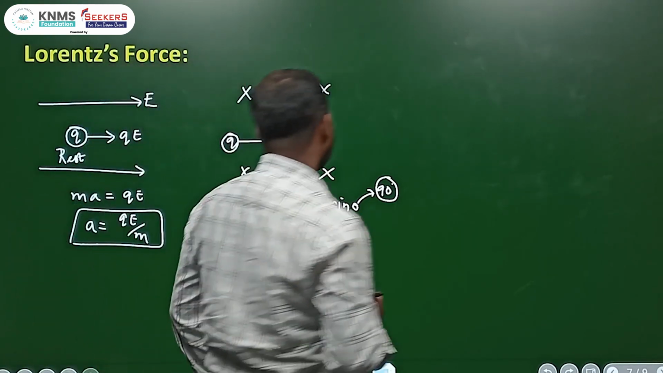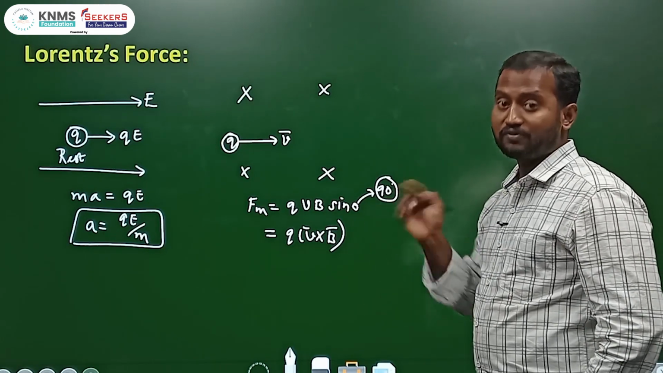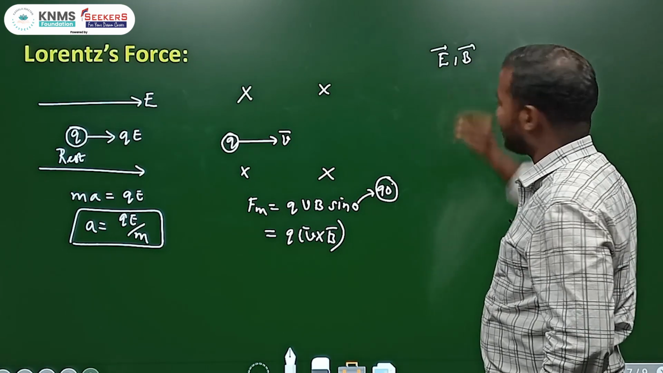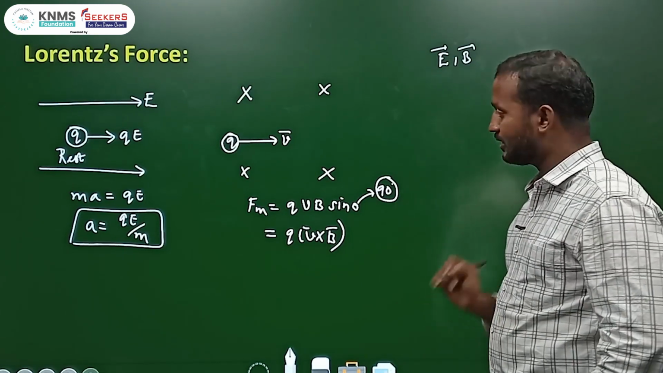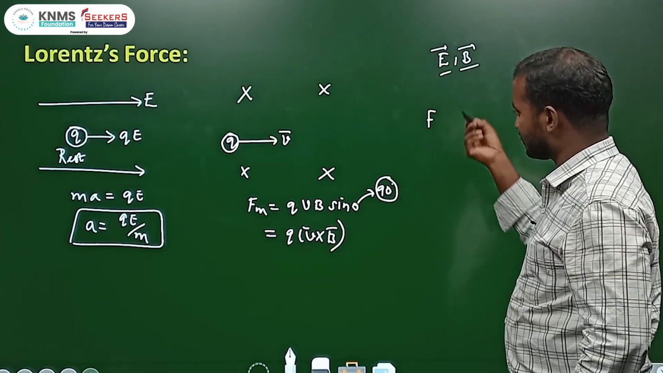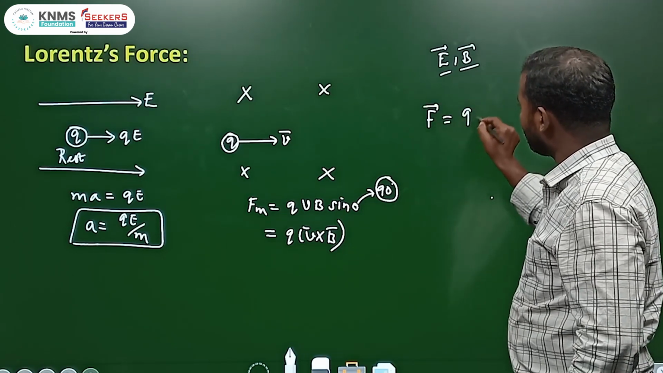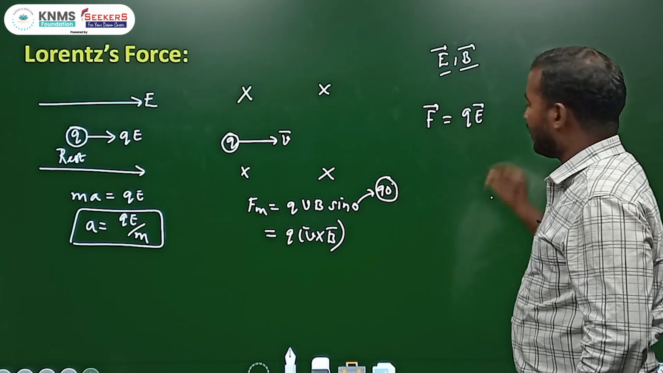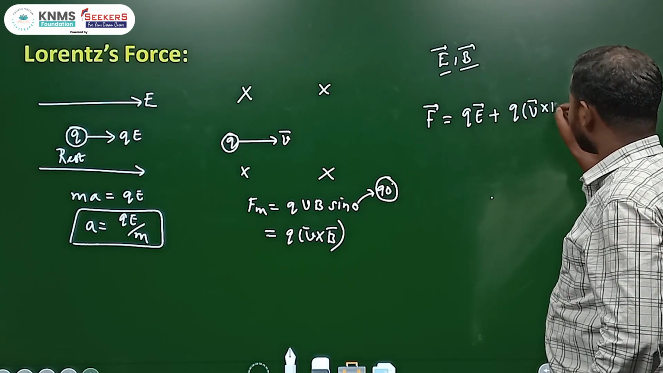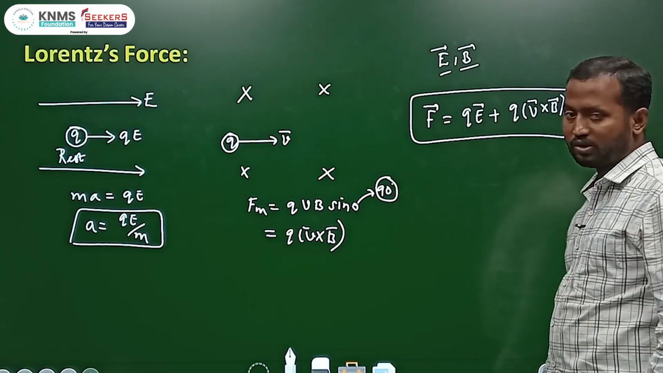Now, what if the charged particle is thrown into an electromagnetic field? For example, you have an electric field as well as a magnetic field. Then the charged particle thrown into this electromagnetic field will experience both forces, and that force is nothing but the Lorentz force, the net force. F is equal to qE, which is the electric force because of the electric field, and it will also experience qv cross B if it is moving in this magnetic field. So this force is nothing but the Lorentz force.